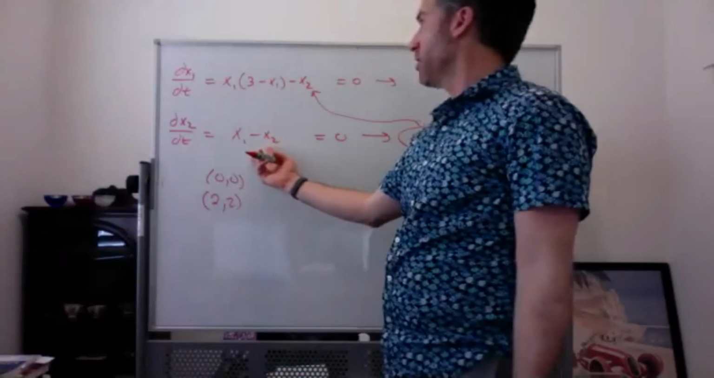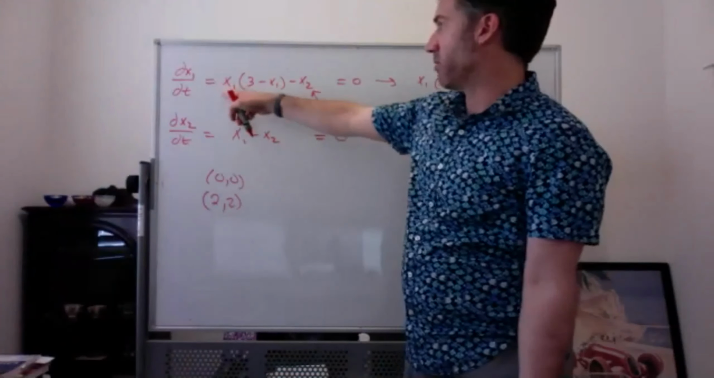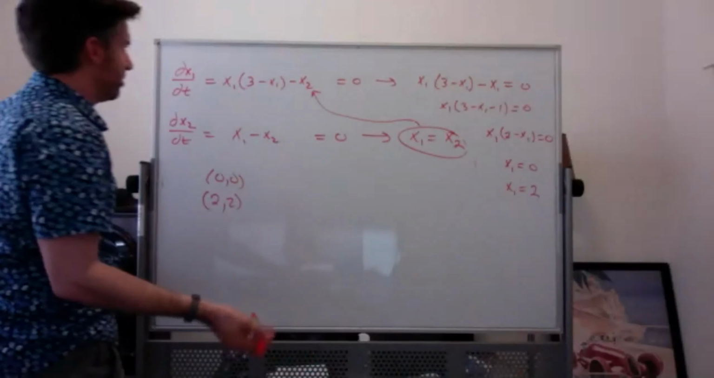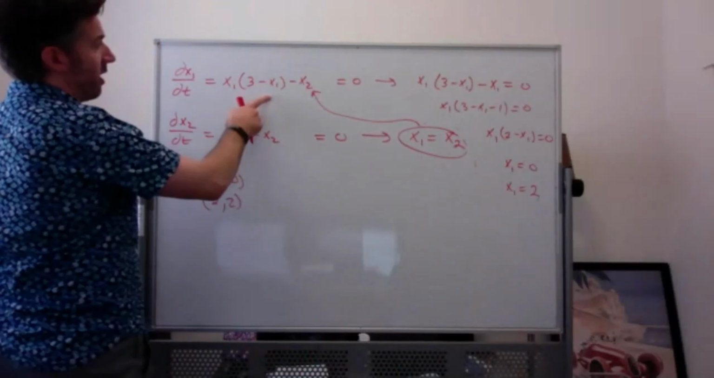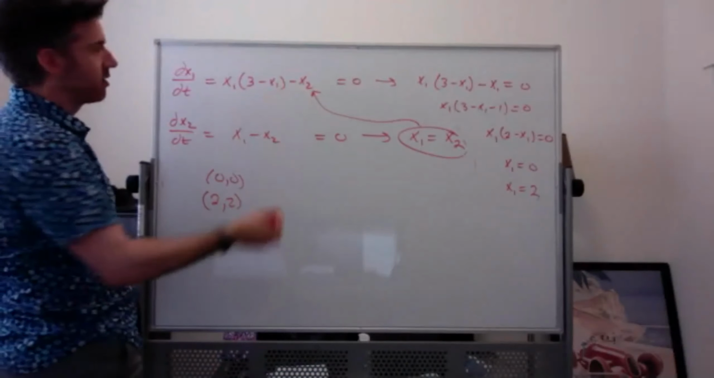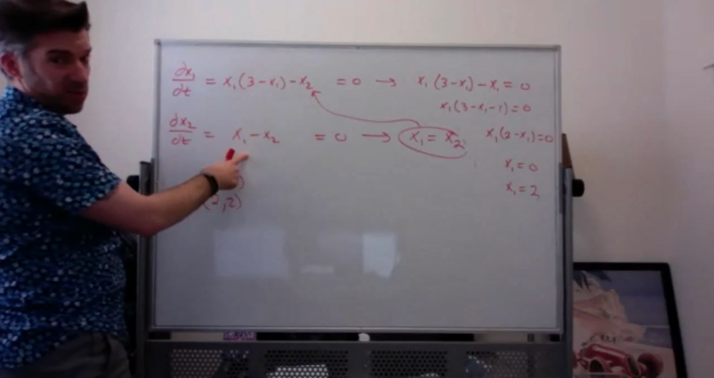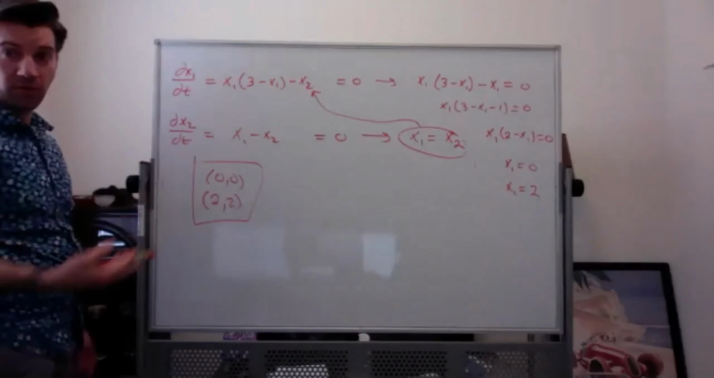3, 3 would work here, but 3, 3 doesn't work up here, because if x1 is 3 and x2 is 3, I get 3 times 0 minus 3, which isn't 0. On the other hand, 3 for x1 and 0 for x2 would totally work up here, but doesn't work down here. So we're finding all the points that are solutions to both of these at the same time.